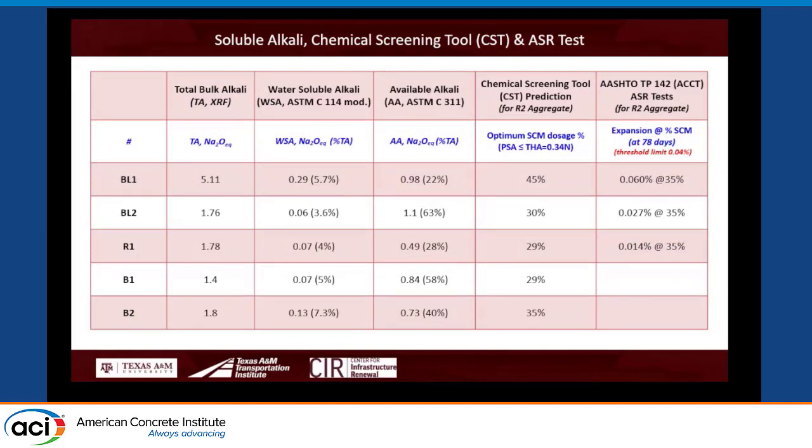Now, ASR, similar conclusion. So we applied our staining tool. This ash is a blended ash, 50% class C and natural pozzolan. It is almost behaving as a class C, so it needs more. The staining tool says 45%, ACCT 35%, exceeding the 0.04 limit. So you need around 40%. The remaining blended ash, reclaimed ash, and two bottom ashes are similar to a class F ash. So yeah, similar conclusions. If you do a good job, C618 criteria, it should work like a class F ash.